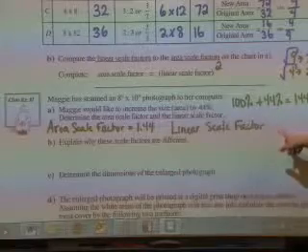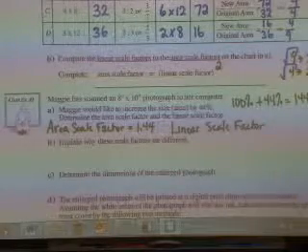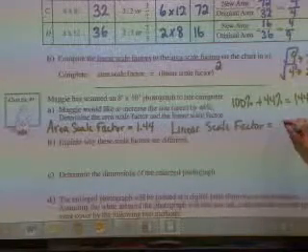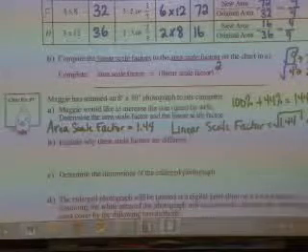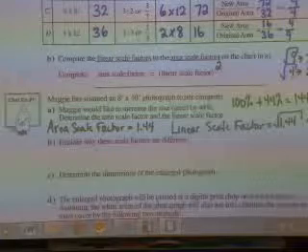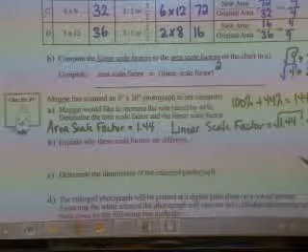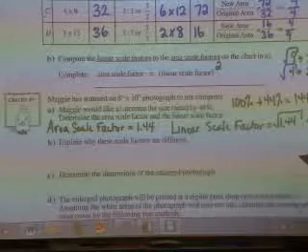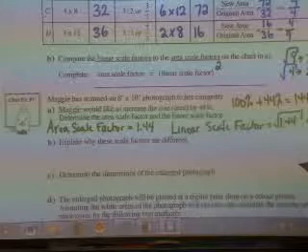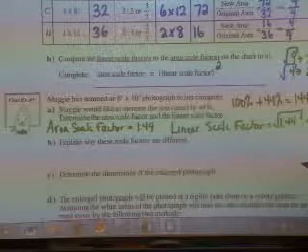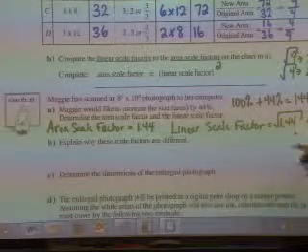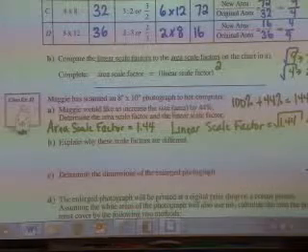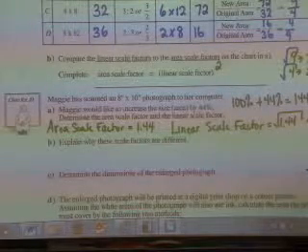So to find my linear scale factor, I can take the area scale factor of 1.44 and square root it. And if I square root it, what do I get? I think like 0.7. No, not 0.7. 1.2. It's the square root of 144. It's 12.